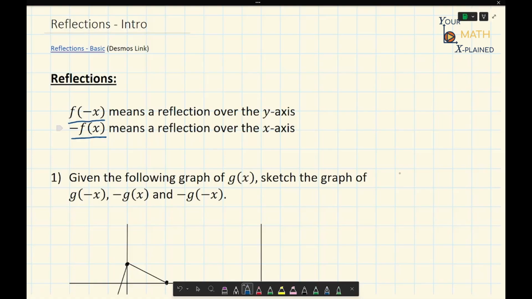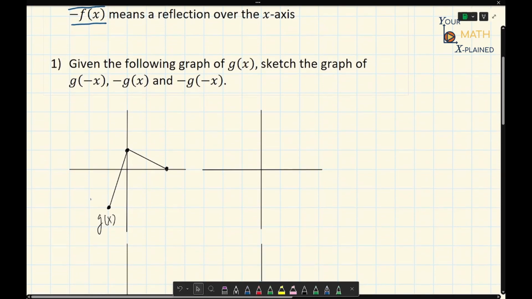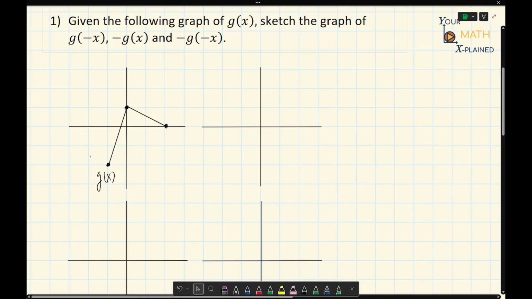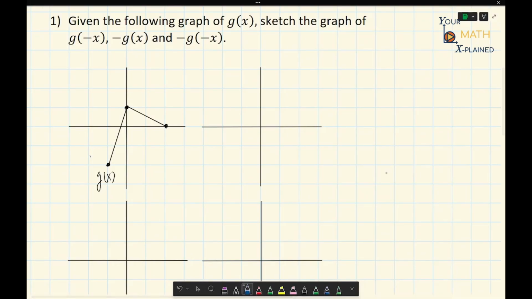Now let's take a look at this example here. So here we have our function g of x, and we've graphed it on this first chart. We want to find g of negative x, negative g of x, and negative g of negative x. So let's draw each of them separately. The first one is going to be g of negative x. So that is going to be a reflection over the y-axis. So the x values are changing signs.